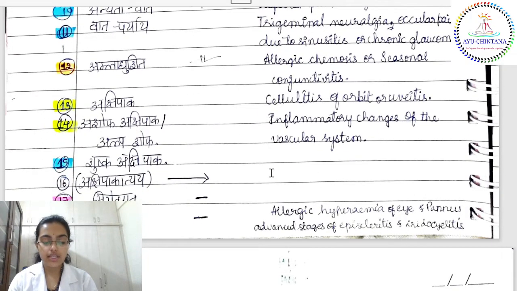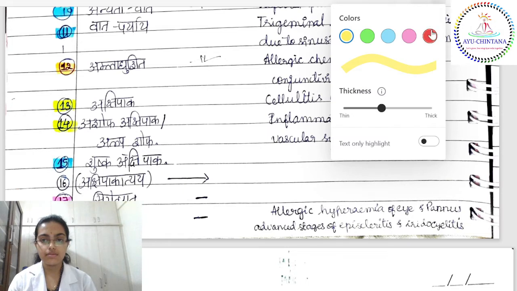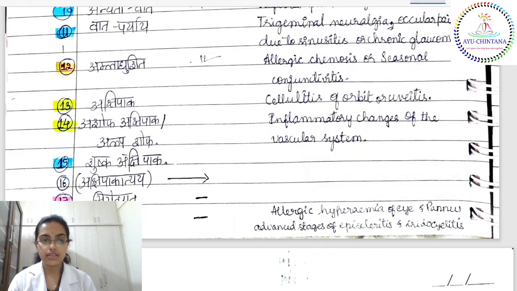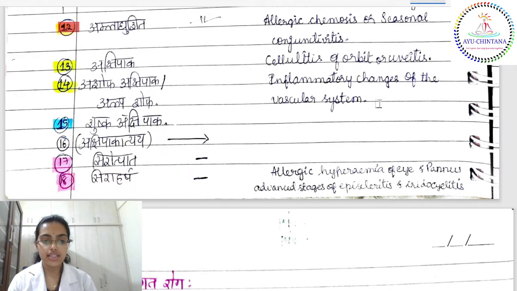Then Amla Dushita. Amla Dushita is a Pittaja Vyadhi. Amlata is related to Pitta, so Amla Dushita is a Pittaja Vyadhi. Then Sirotpata, Siraharsha. It is related to Sira, so it should be Raktaja Vyadhi. Sirotpata and Siraharsha are Raktaja Vyadhi.